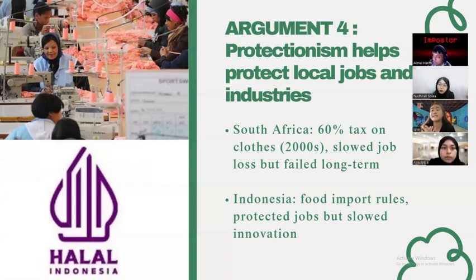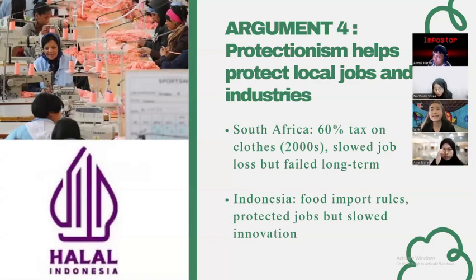The second case is Indonesia, where the government put heavy taxes and strict halal rules on imported food and drinks in the late 2010s. This protected local food businesses for a while and saved some jobs. But the problem was that many of these companies were still using outdated methods and didn't improve. A study showed that the protection delayed needed upgrades and made the industry less efficient in the long run, according to the CSIS Indonesia 2019.